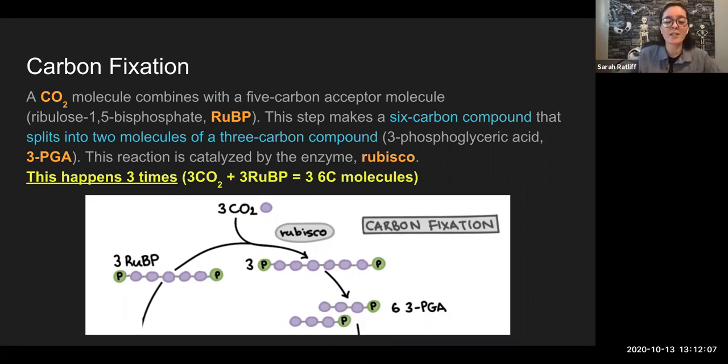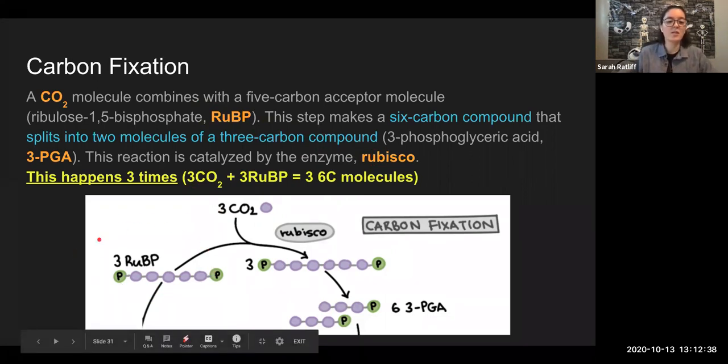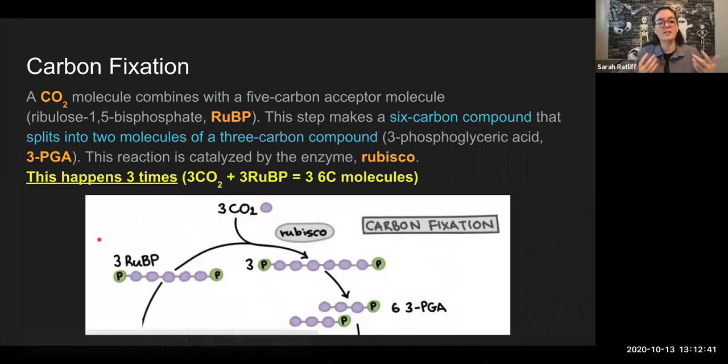Enzymes are often named for the things they do. So rubisco kind of matches with this RuBP molecule here. You can figure out they go together because they have very similar names, rubisco and RuBP. This is going to happen 3 times because we're bringing in 3 carbon dioxide molecules. For every one of those carbon dioxide molecules, we're joining it with one of these 3 RuBPs. So 3 carbon dioxides, 3 RuBPs means this carbon fixation happens 3 times.